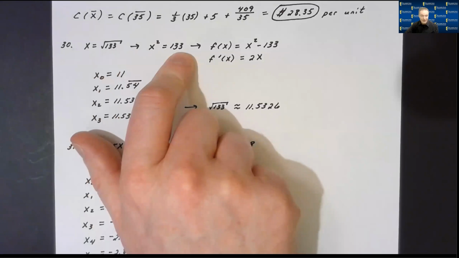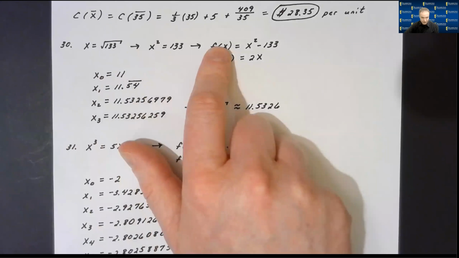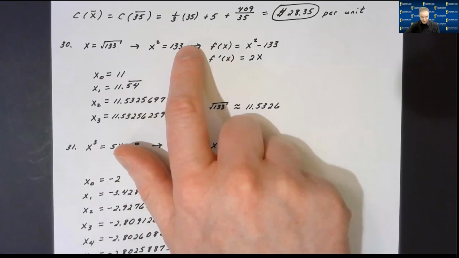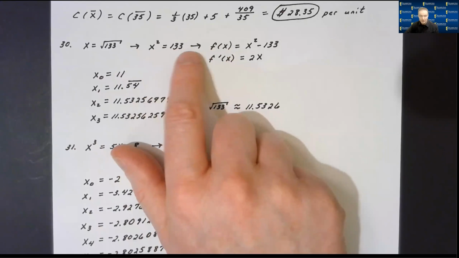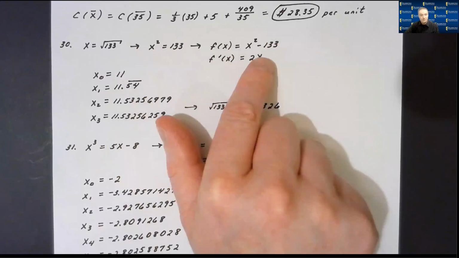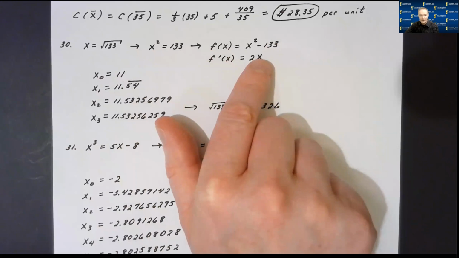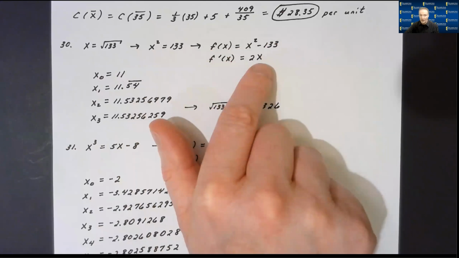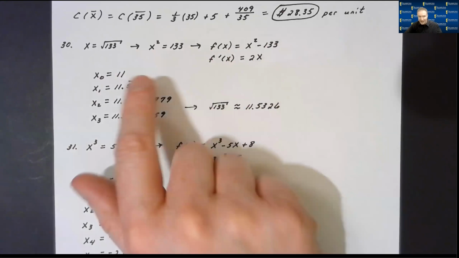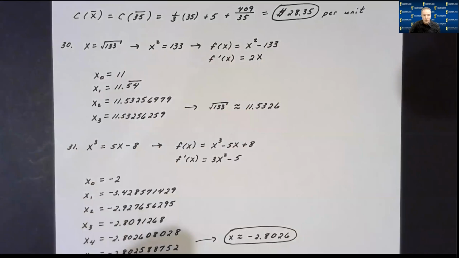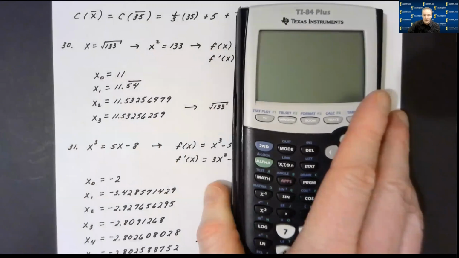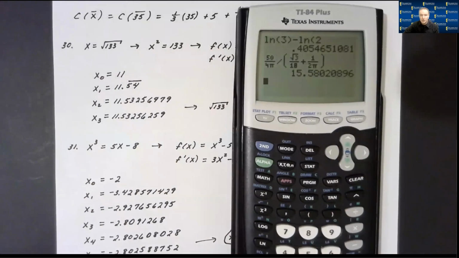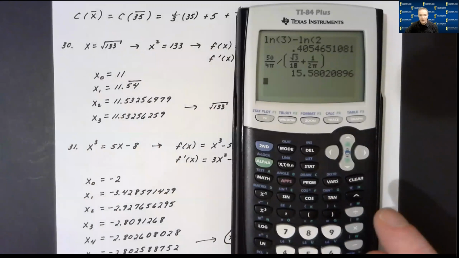Then my function that I can set equal to 0 would be f of x is equal to x squared minus 133, and the derivative of that, 2x. Now I can say, okay, I have my function, I have the function's derivative. In this problem, I ask you to start with an initial guess of an 11, and I said go until you're certain that you have 4 decimal place accuracy.